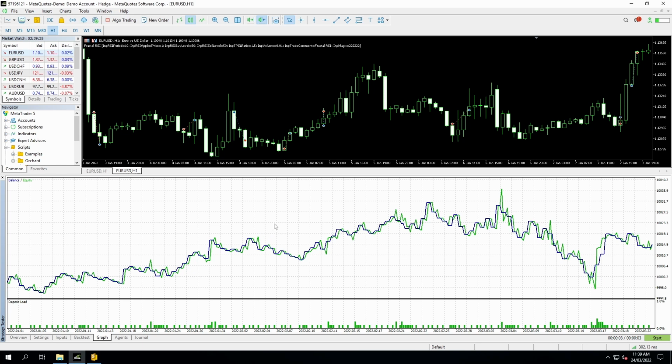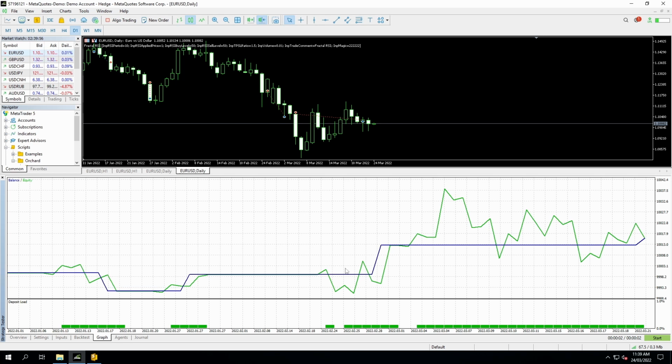Let me do the same thing for a daily chart. So on the daily, far less trades, but still nothing exciting in terms of a profit. Now this is only trading 0.01s, and it is using the default settings. So if you want to try using some different settings, you might get a far better result.